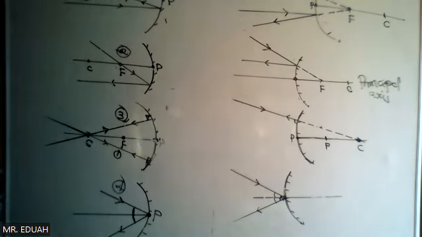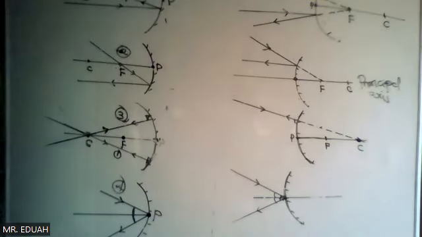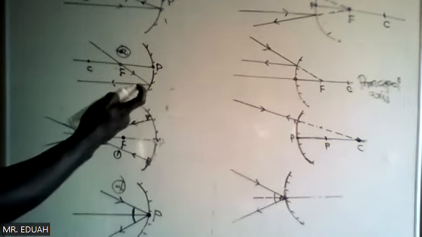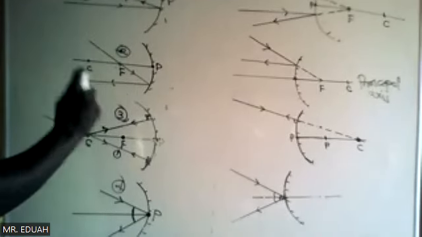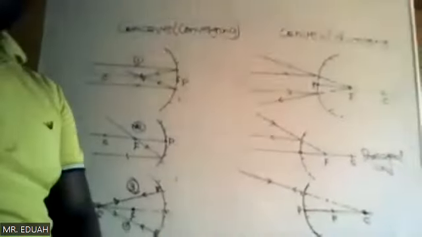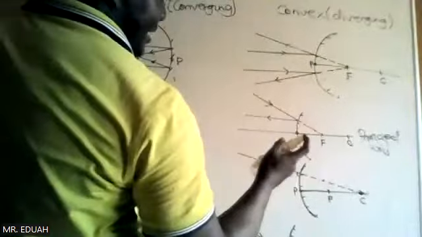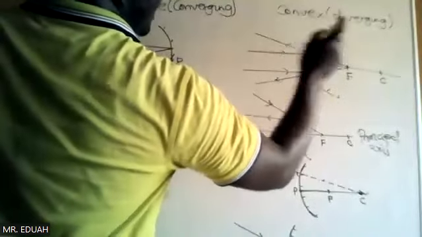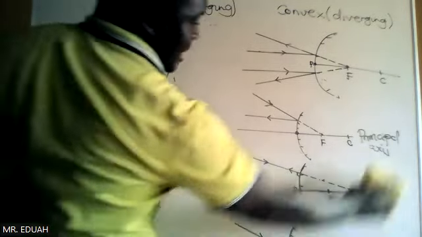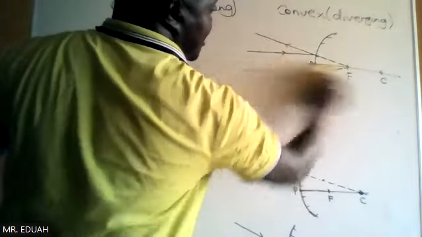So let's see how we are going to use this to draw a ray diagram and then describe the nature of the image formed. In fact, we are only using a maximum of two of the rules to form the image of the object and then describe the nature. So these are the tools you will need for the game. I've given you the tools.